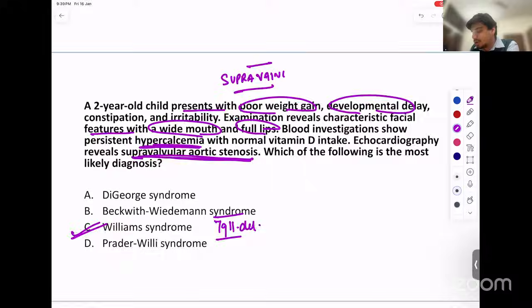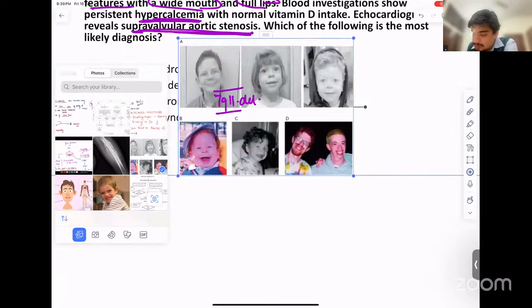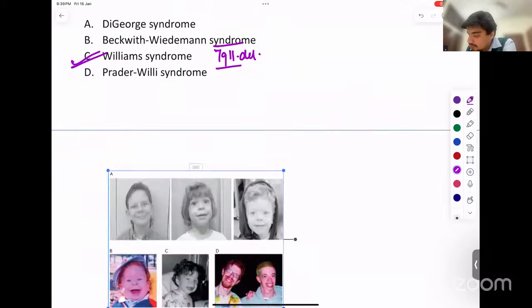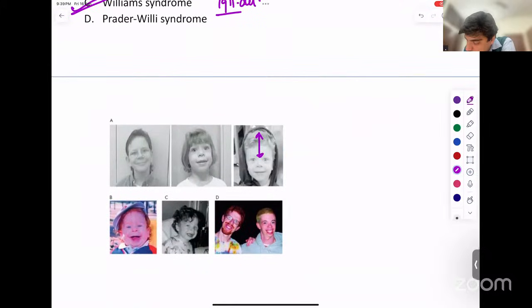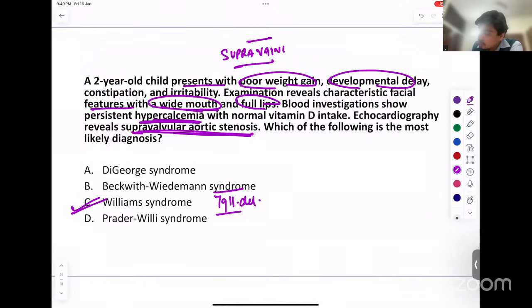There is a 7q11 microdeletion. So this is how Williams syndrome looks like. You can see a long forehead, long philtrum, a puffy face. All these things together are called the elfin facies, right? Which they have given here as wide mouth, full lips. So big mouth, a puffy mouth. So they were giving you elfin facies.